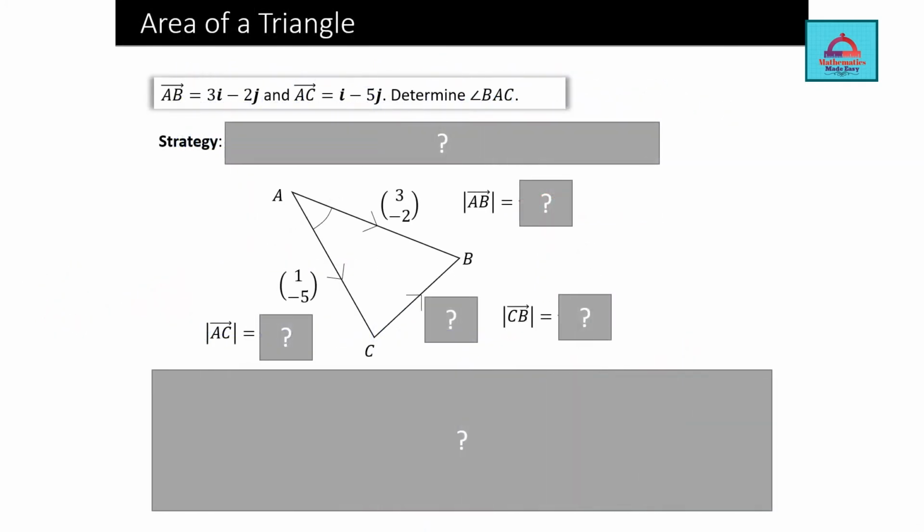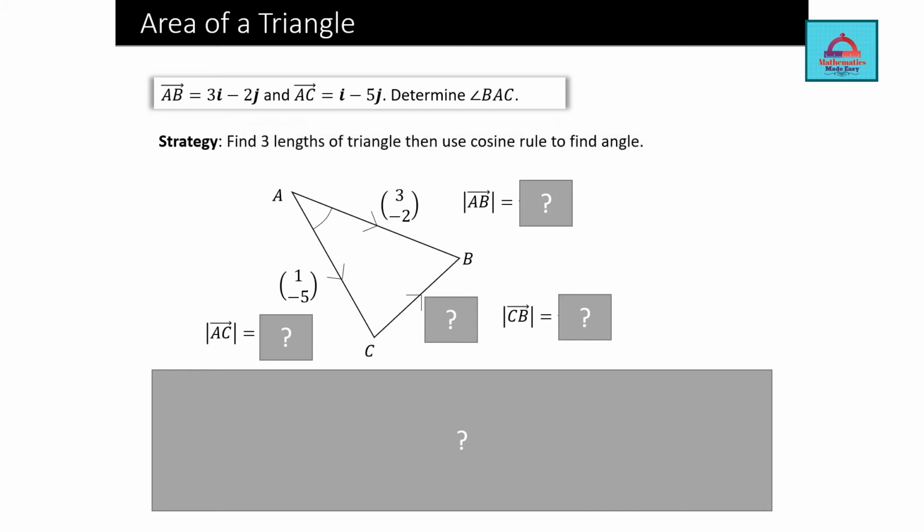Let's solve a question on area of triangle. Here you need to find angle BAC. So angle BAC is this angle, and you are given two vectors. AB vector in component form is 3 comma minus 2. AC vector in component form is 1 comma minus 5. So the angle in between AB and AC, that angle you have to find. Sometimes we have to use the cosine rule also to find the angle.